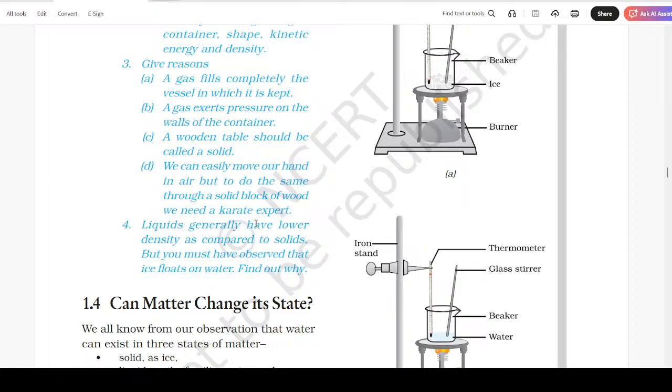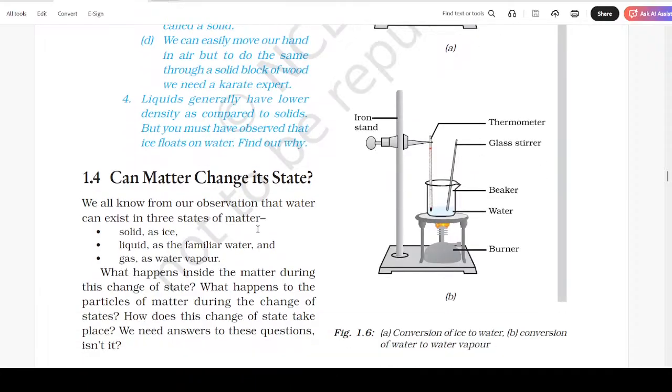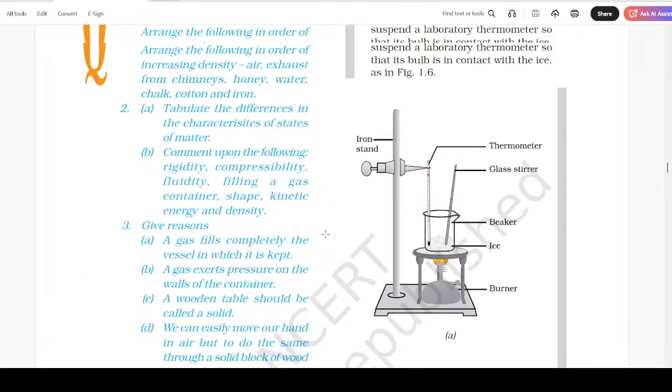Liquids generally have lower density as compared to solids, but you must have observed that ice floats on water. Find out why. Can matter change its state? We also know from our observation that water can exist in three states of matter: solid as ice, liquid as familiar water, and gas as water vapor. What happens inside the matter during this change of state? What happens to the particles of matter during the change of states? How does this change of state take place? We need answers to these questions, isn't it?